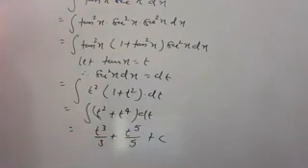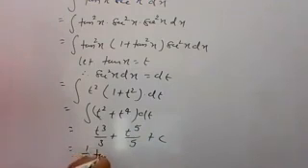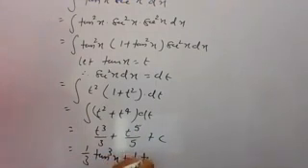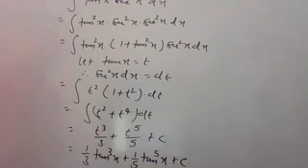Now putting the value of t, you have your answer. So that is equal to 1 upon 3 tan cube x plus 1 upon 5 tan to the power 5x plus c is your answer. Note it.